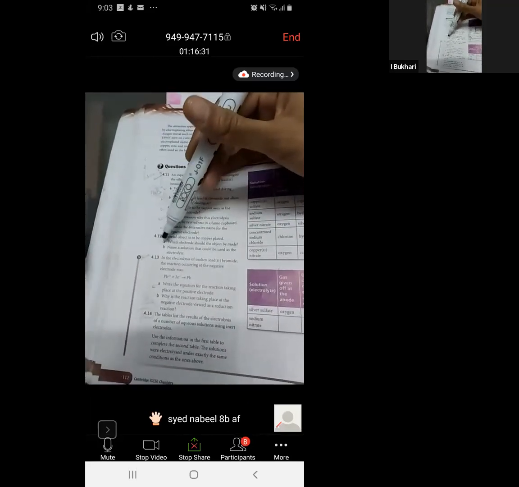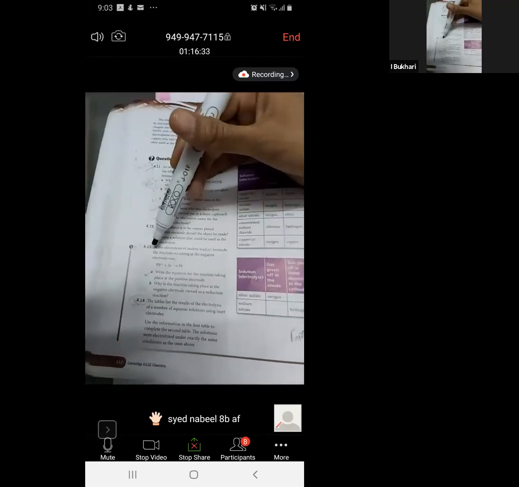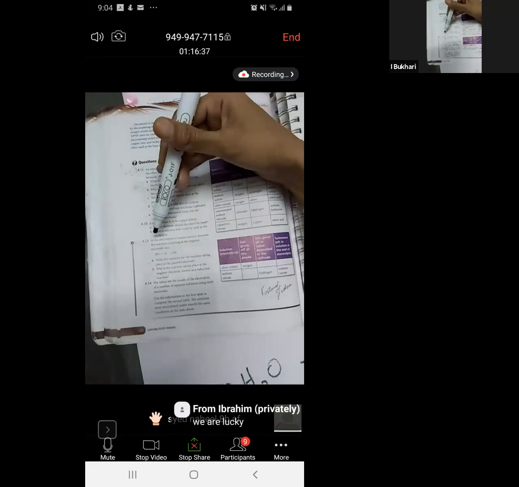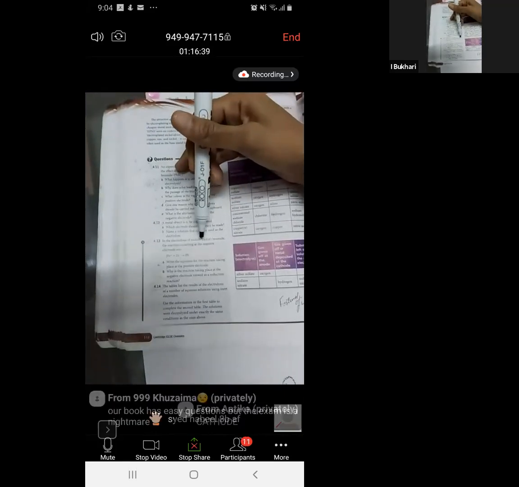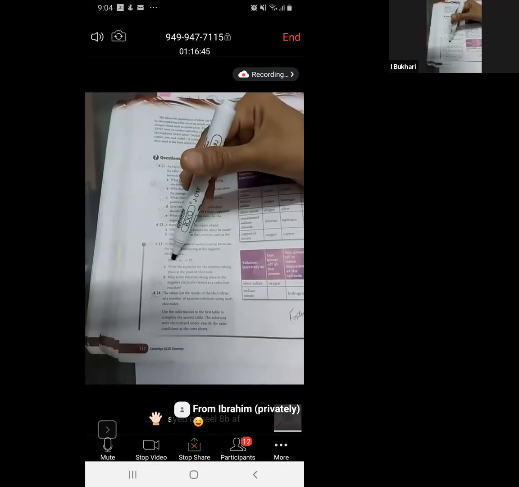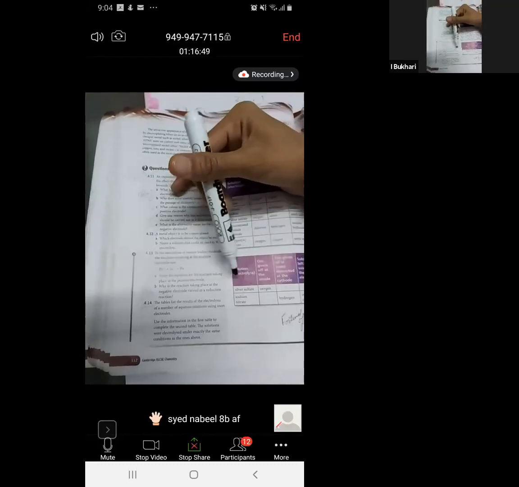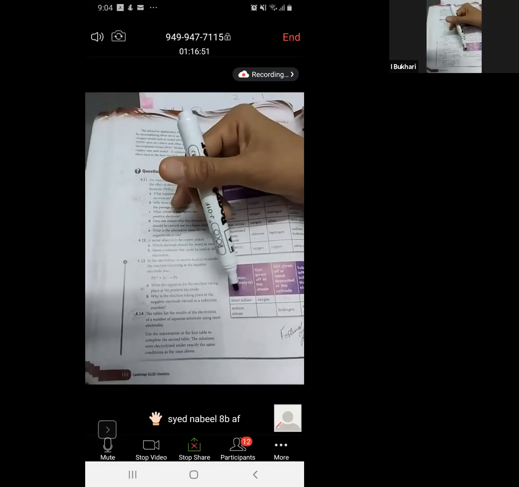This is about copper plating. 4.13. In the electrolysis of molten lead bromide, the reaction occurring at the negative electrode, which is the cathode, was lead ions plus 2 electrons giving lead solid. Write the equation for the reaction taking place at the positive electrode. Easy.